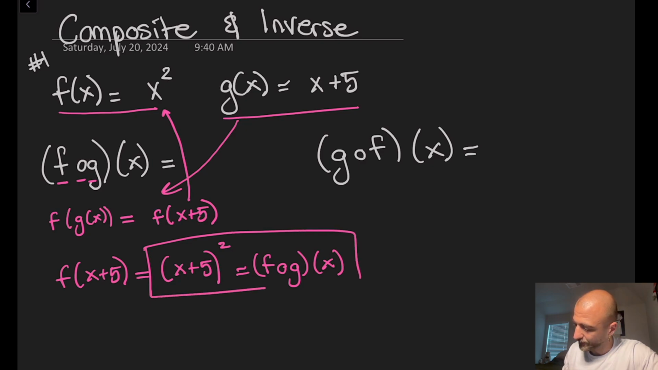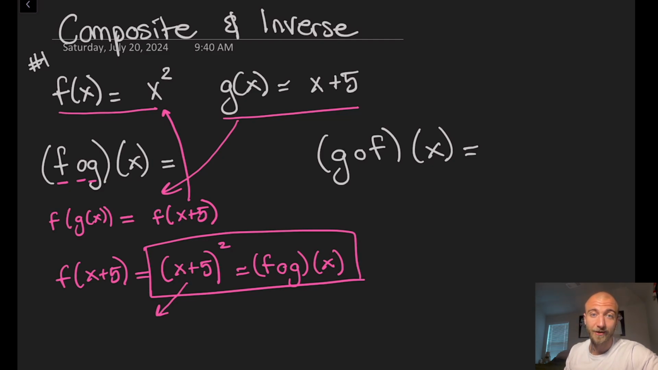Boom. Composite function in the bag. Pretty simple. You could, in theory, have IB ask you to expand this out or put this in a different form, but just to come up with the composite function, that's it. Let's look at the second example.